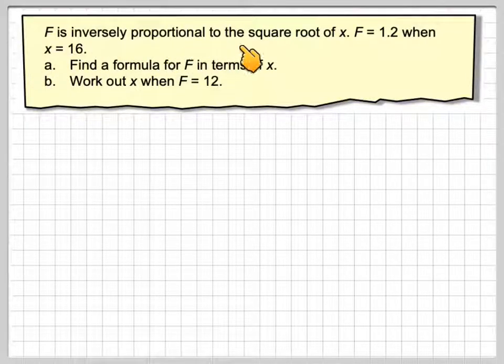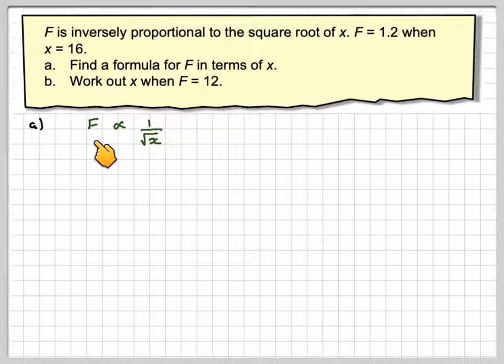f is inversely proportional to the square root of x. f is equal to 1.2 when x is equal to 16. Find a formula for f in terms of x. Work out x when f is equal to 12. So this is just a basic question on variation.